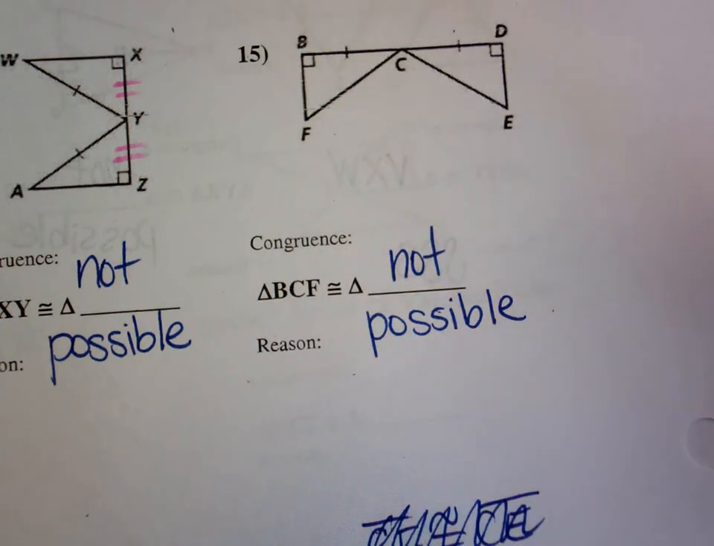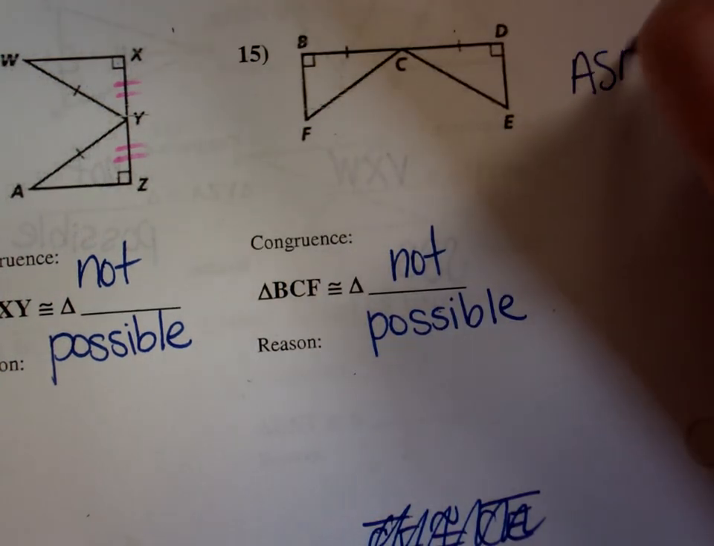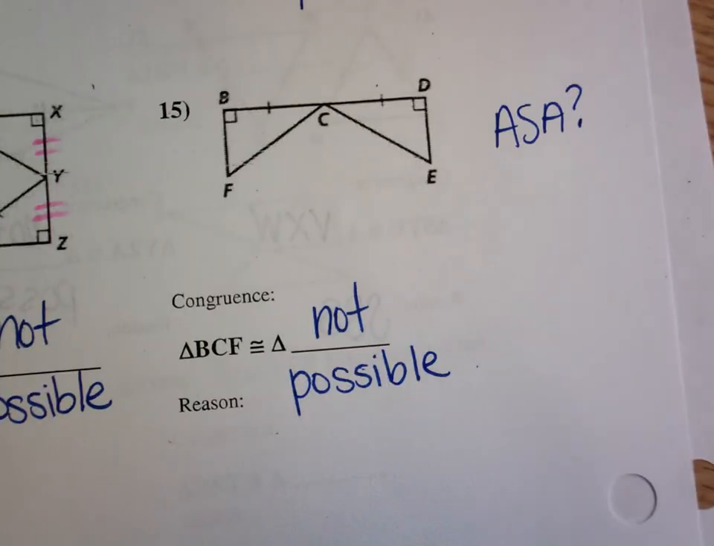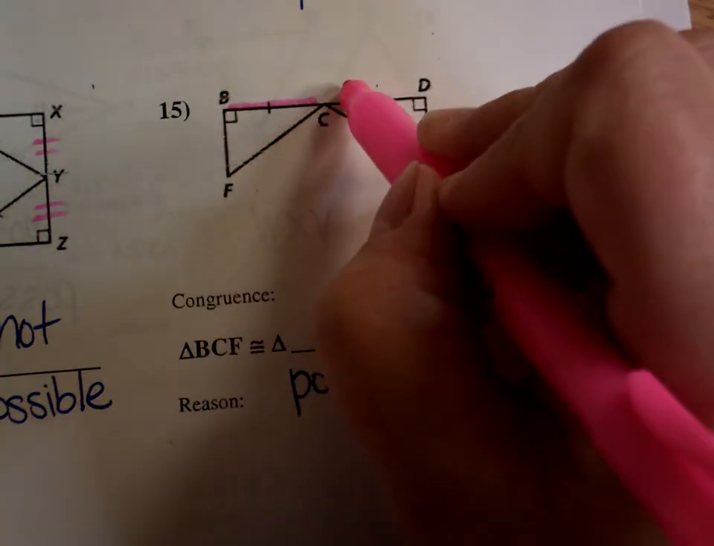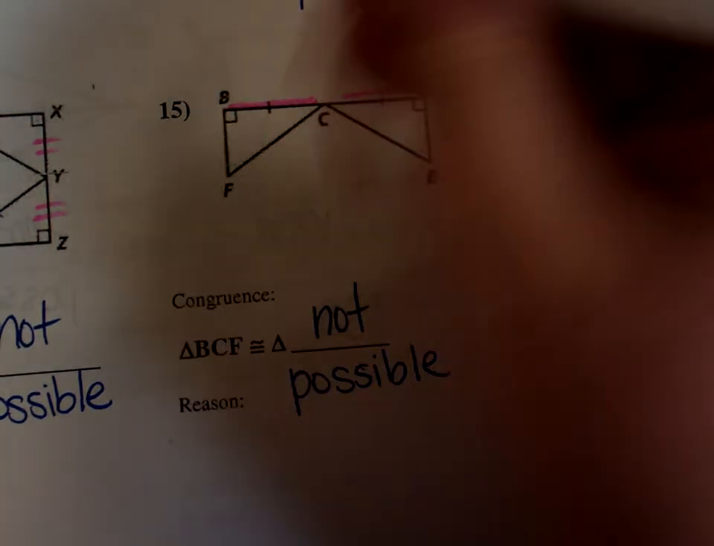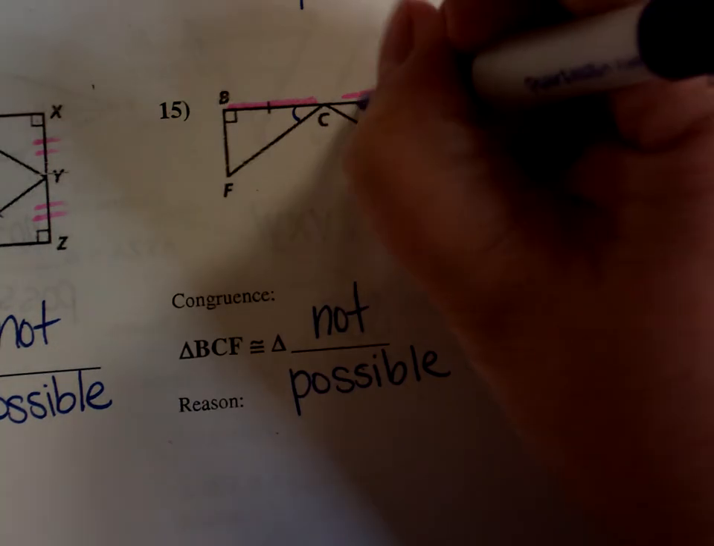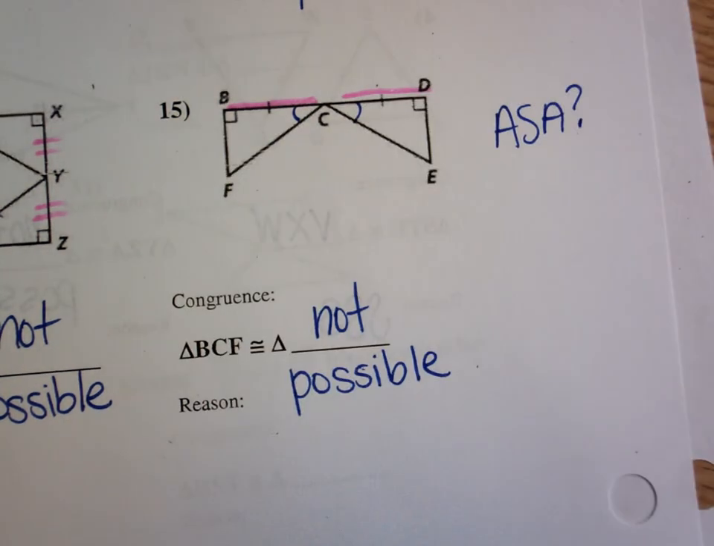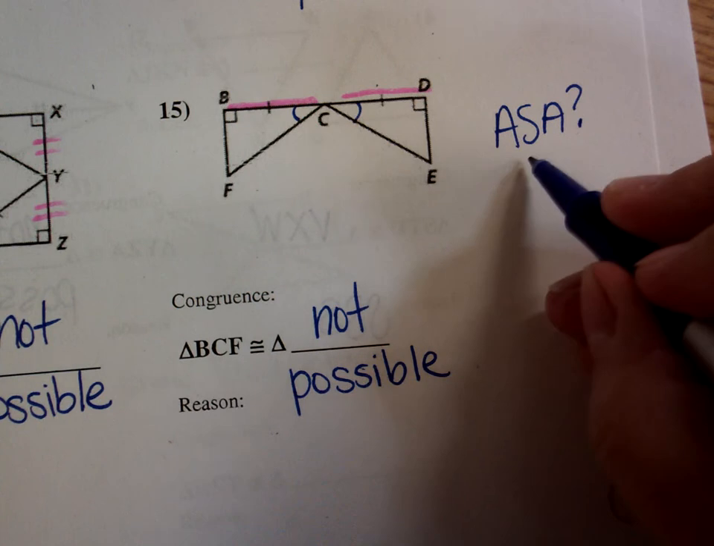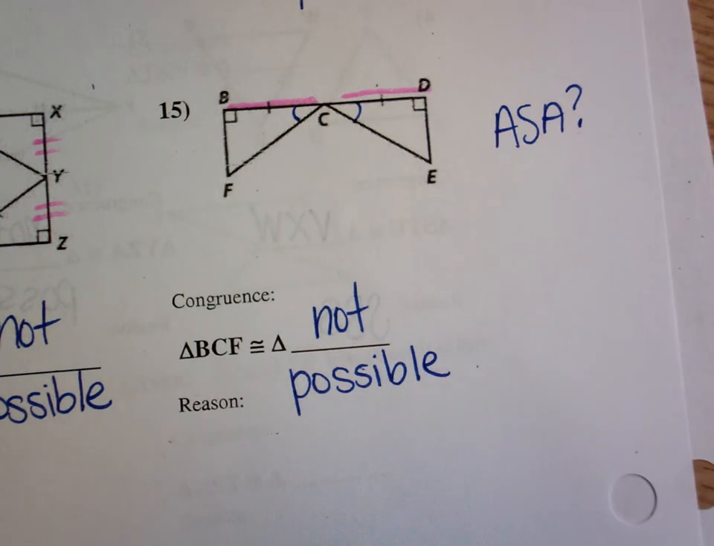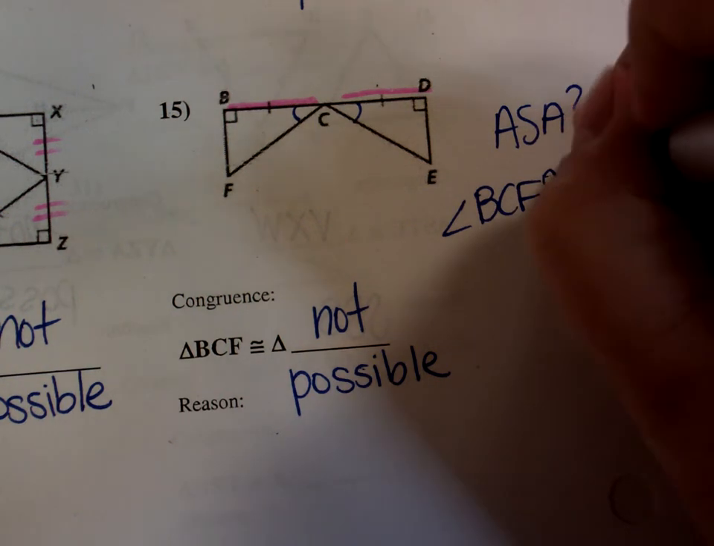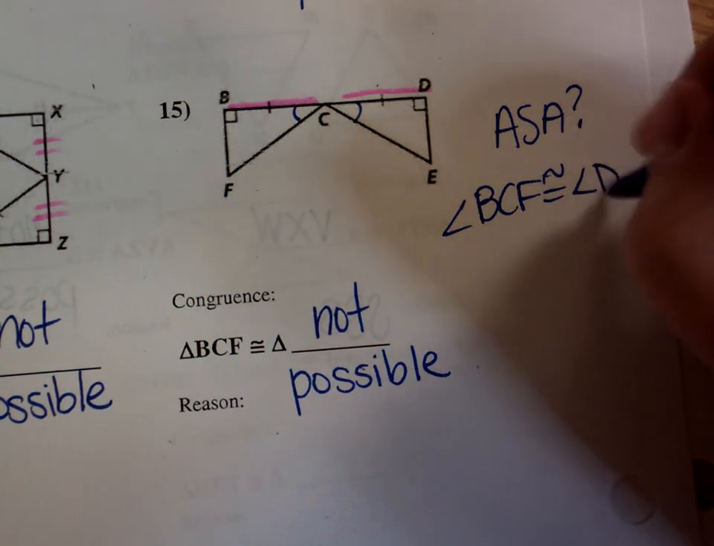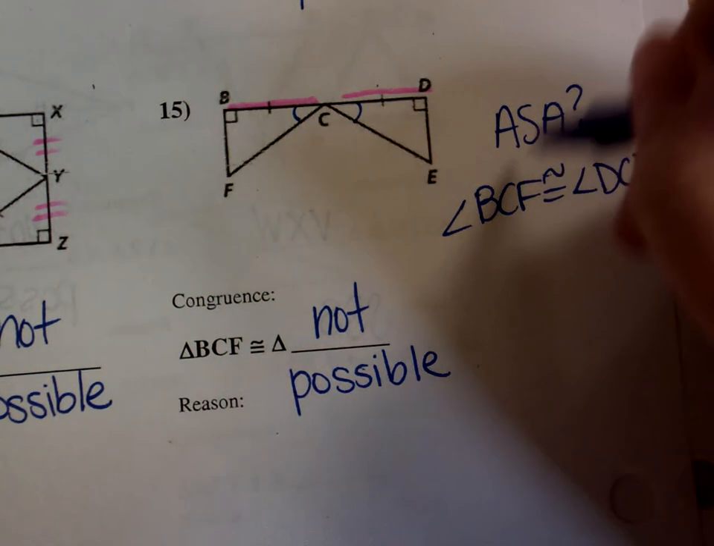Well, if I'm trying to use angle, side, angle, that means the side has to be the included side. So that means this side has to go between the two angles on this triangle, and this side has to go between the two angles on this triangle. So it would have to be this angle over here by C. And then I would have angle, side, angle. So if I was asked that, what additional information would be needed to use angle, side, angle to prove these are congruent? I would say angle BCF would have to be congruent to angle DCE. So if you're asked a question like that, now you know how to do it. That's not what we're asked here for.